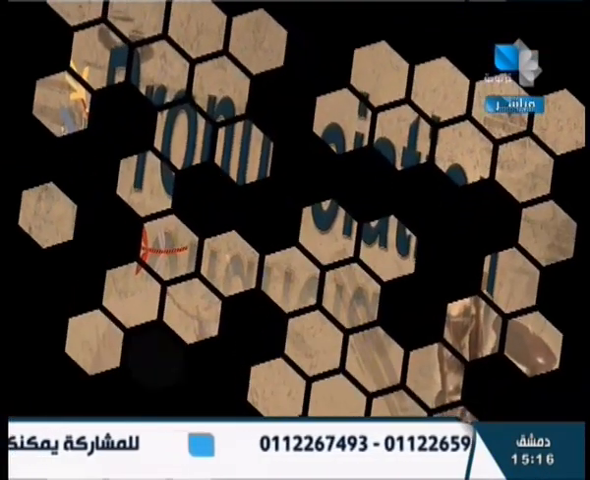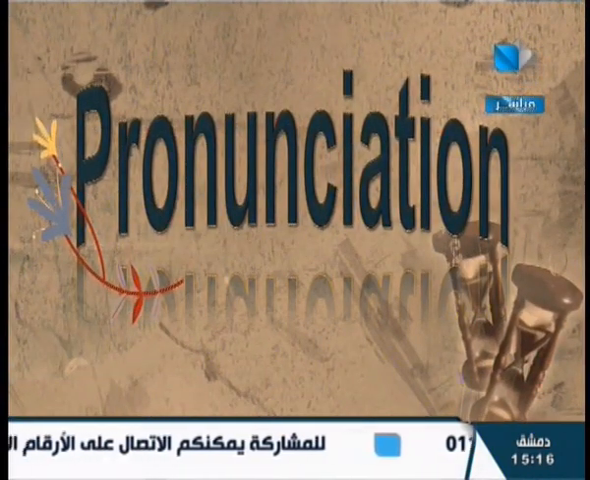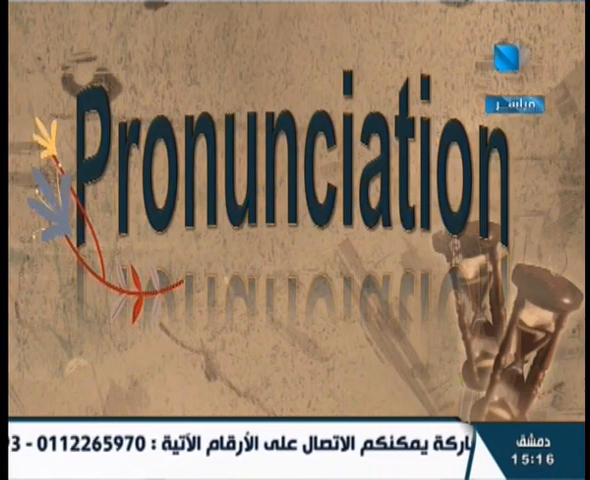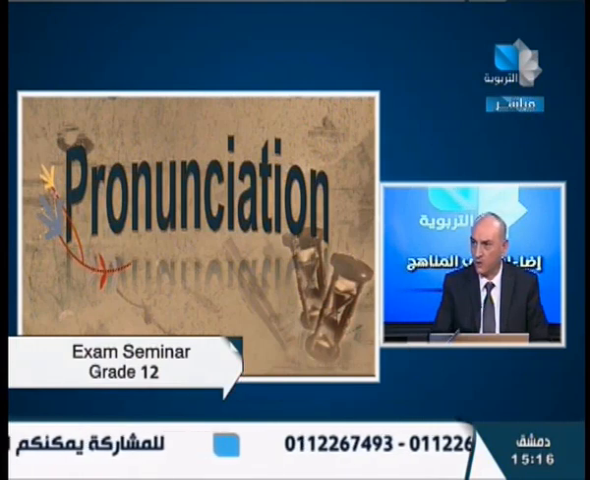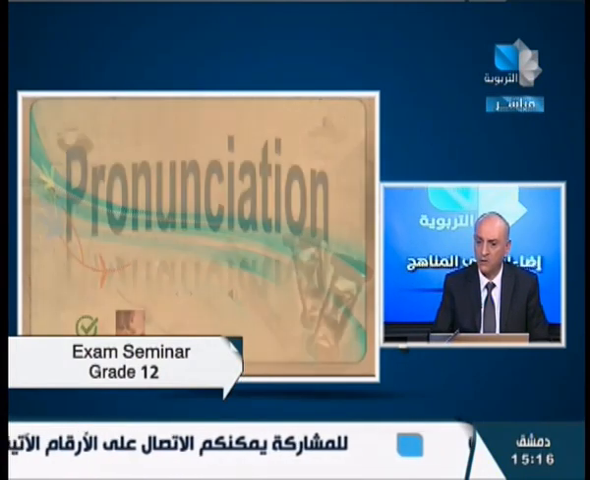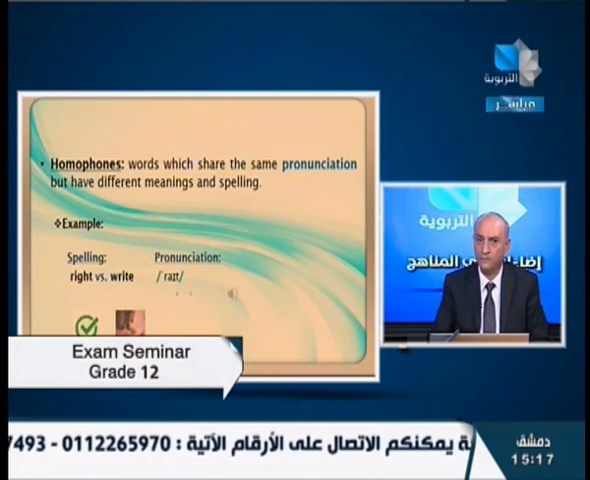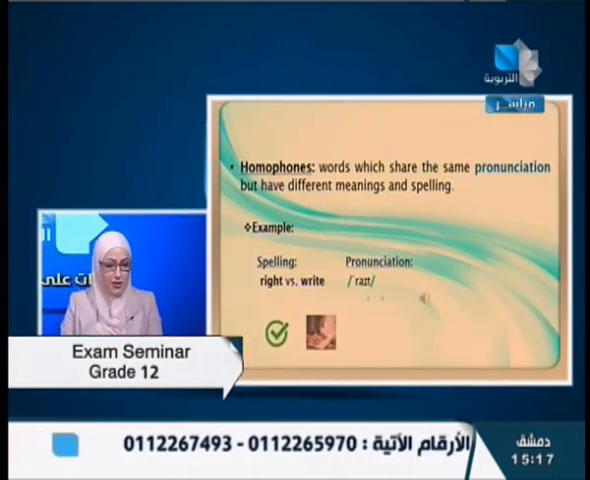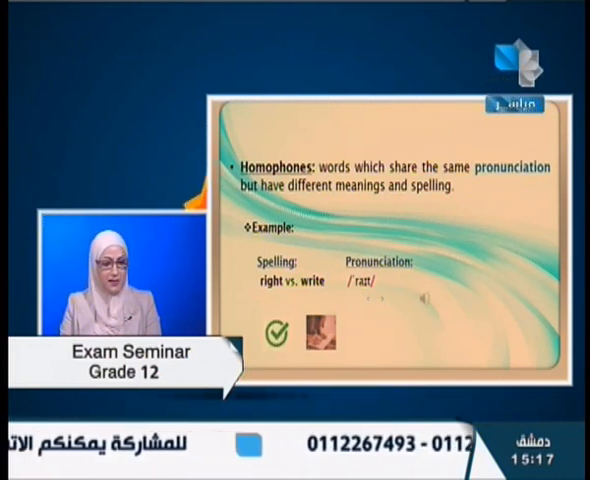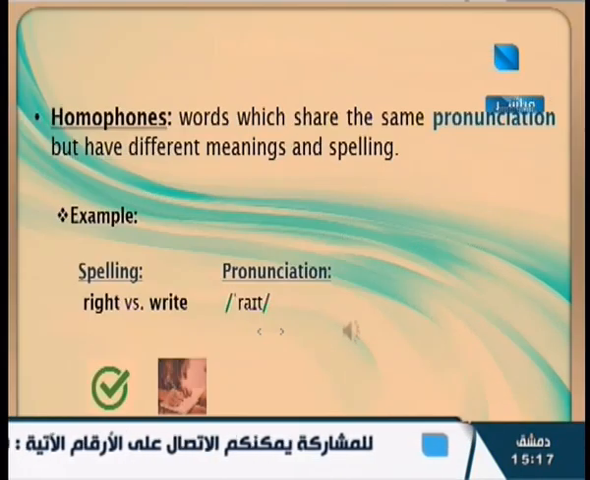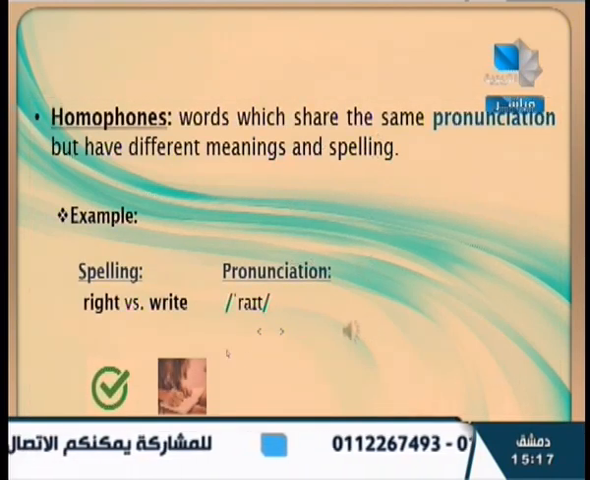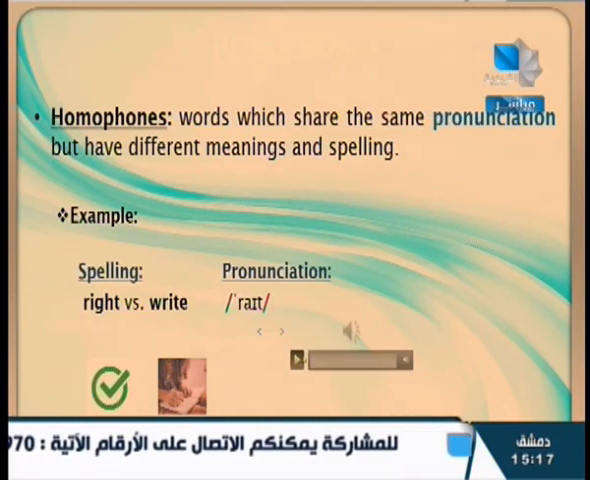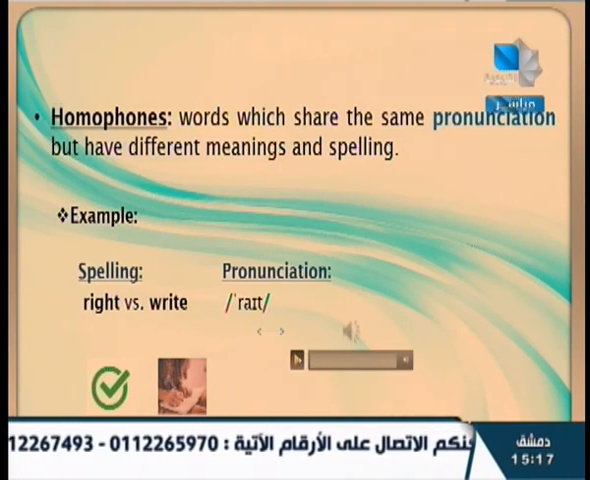Okay, now we'll go to pronunciation, which is another skill. Now we have finished everything in grammar for the 6 units, from unit 1 to unit 6. Now we can talk about pronunciation, and we'll start with homophones. Homophones are words which share the same pronunciation but have different meanings and spelling. Example: right, R-I-G-H-T, versus write, W-R-I-T-E. Here we have different spelling and different meanings, but the same pronunciation. Let's listen to it.